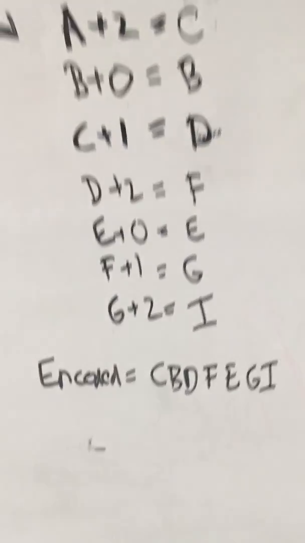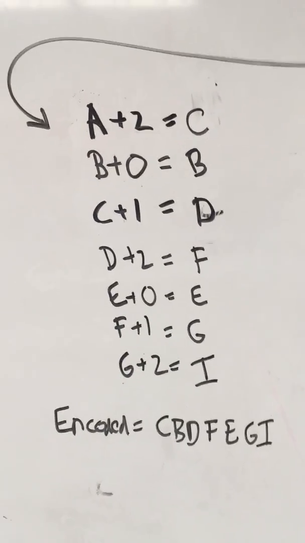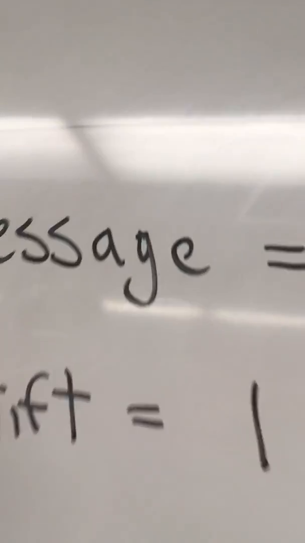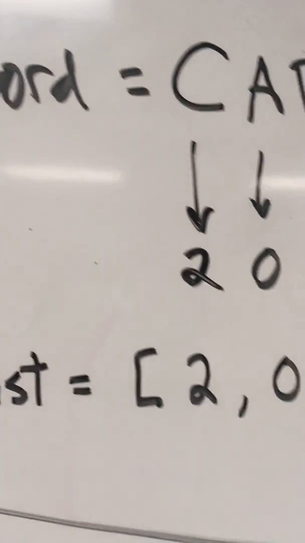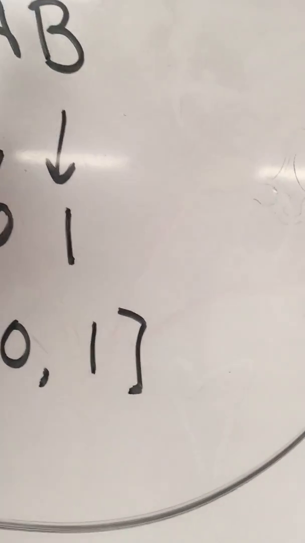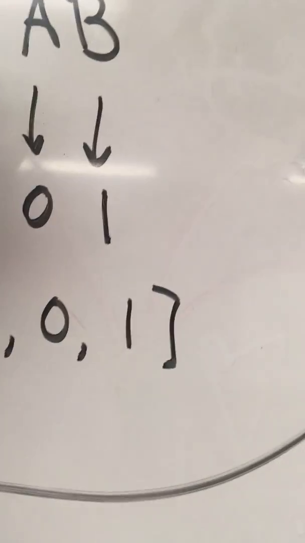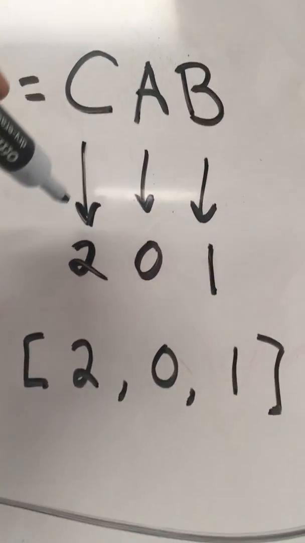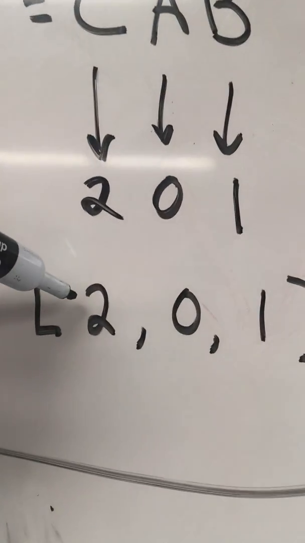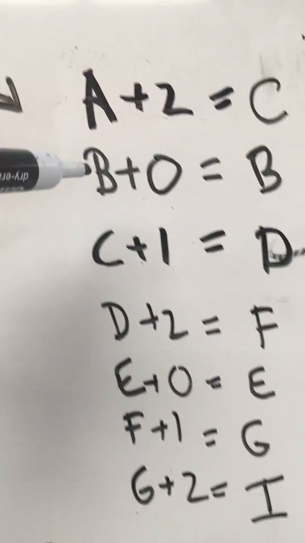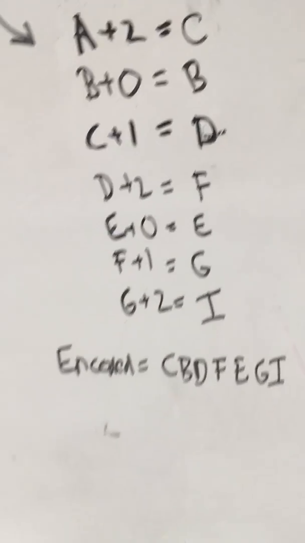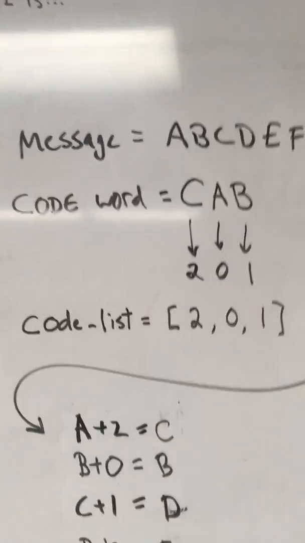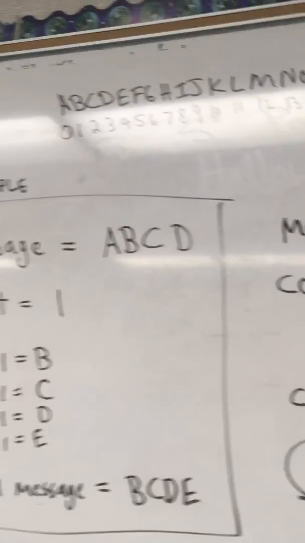So the trick with the polyalphabetic cipher: the earlier one is called the simple cipher, and we did that already. This one is called a polyalphabetic cipher because it has multiple alphabets. You take letters, convert the letters into numbers, put the numbers into a list, and then use that list repeatedly, 2, 0, 1, 2, 0, 1, and you can encode a message of any length. So that's the polyalphabetic cipher, and that's what we're going to do in our next video.